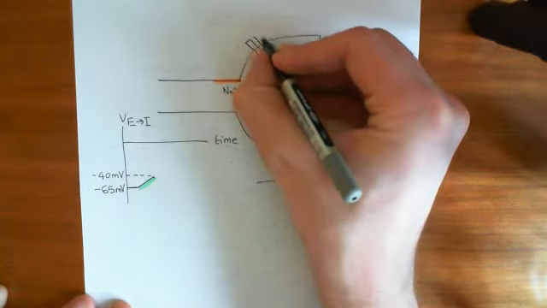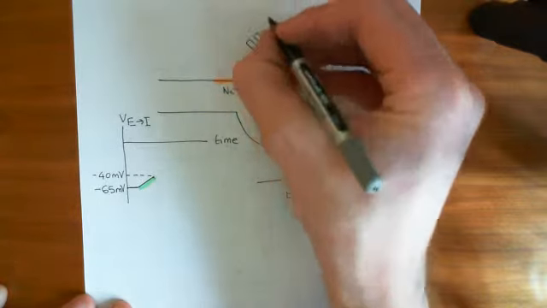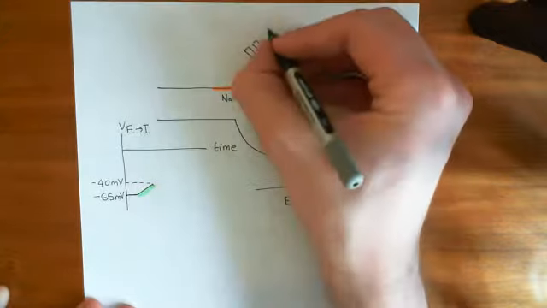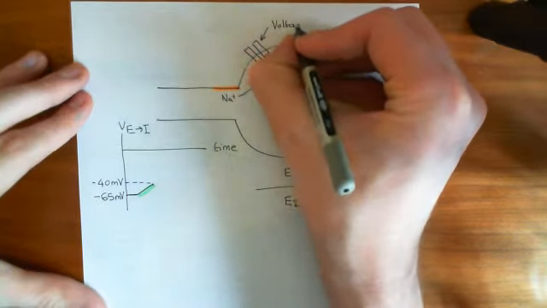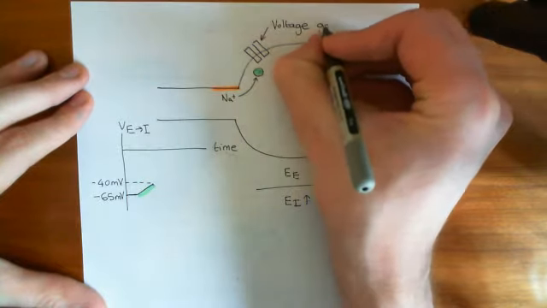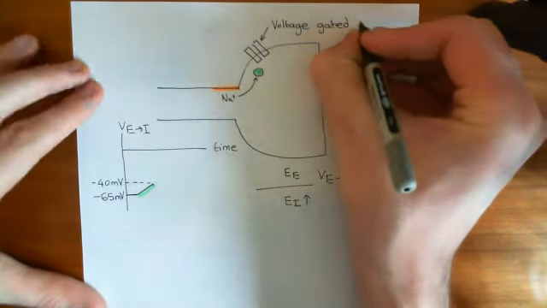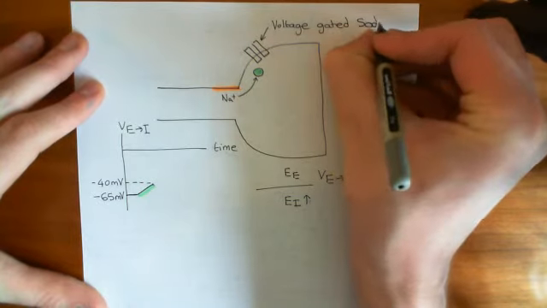So let me say this is a voltage-gated sodium channel. Let me just label it up, give it its full title. I should write bigger so it's nice and visible: voltage-gated sodium channel.